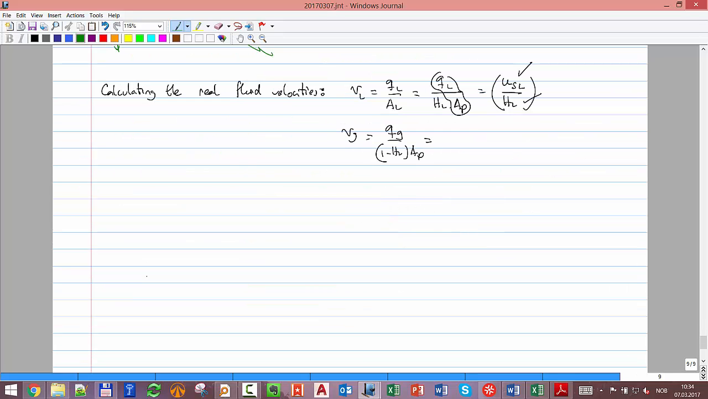So now we reach the final point. If that's clear, that's what I expect you to know from multi-phase flow to understand our calculations. So how to perform multi-phase calculations in conduits.